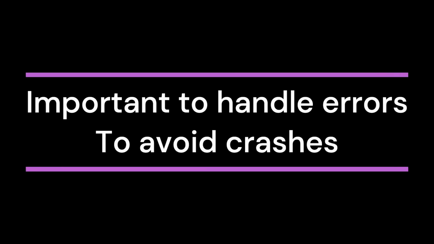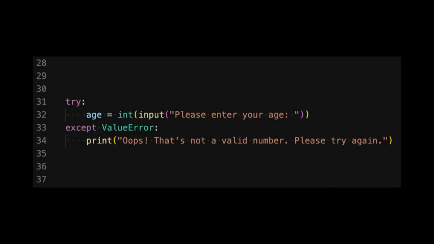When dealing with user input, it's important to handle errors gracefully to avoid unexpected crashes. Python provides the try-except block to catch and handle errors. Here, we wrap the user input in a try block. If the user inputs a non-numeric value, a ValueError is raised. The except block catches the error and prints a helpful message.